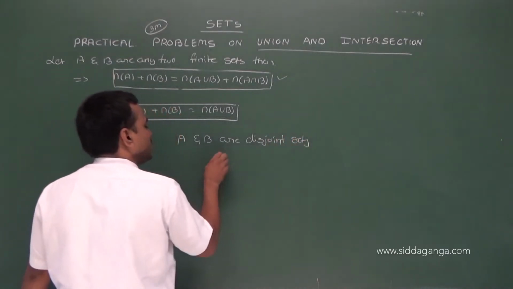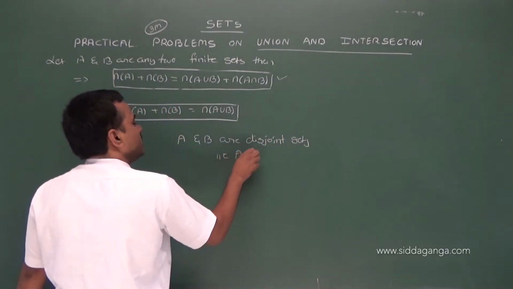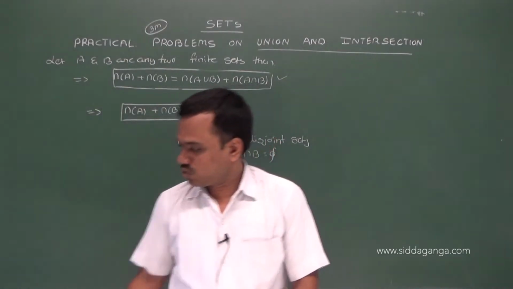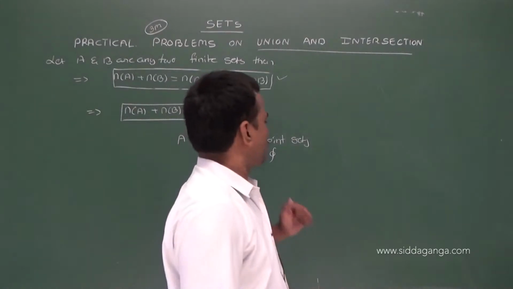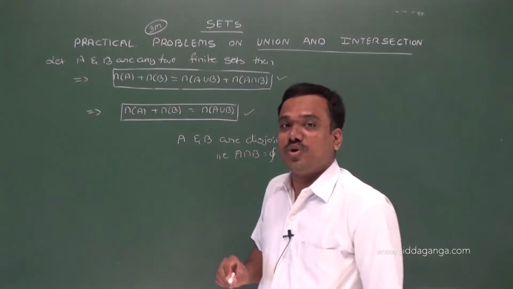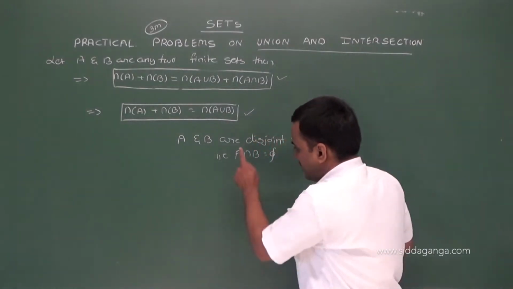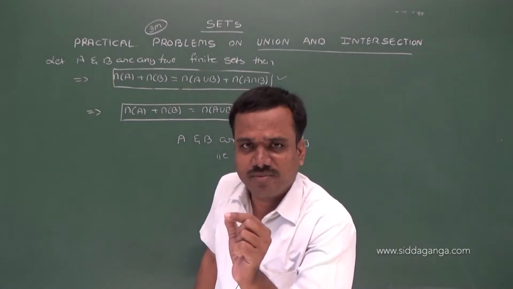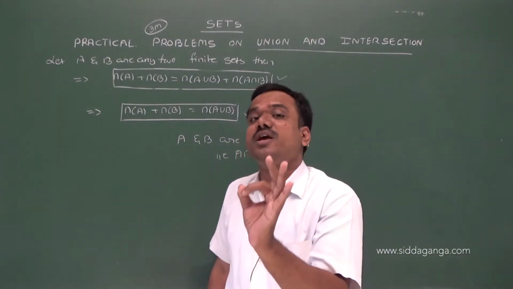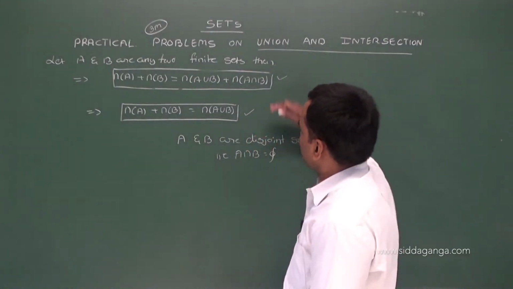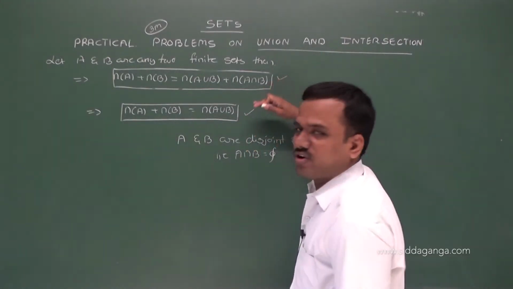Disjoint sets, that is A intersection B is empty. This formula holds true only when A intersection B is empty. A intersection B is empty means A and B are what? Disjoint sets. These two are very important formulas.